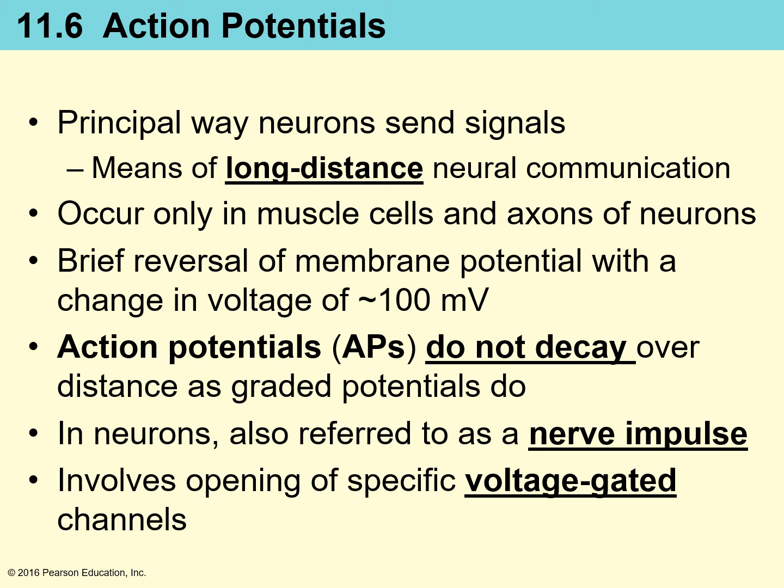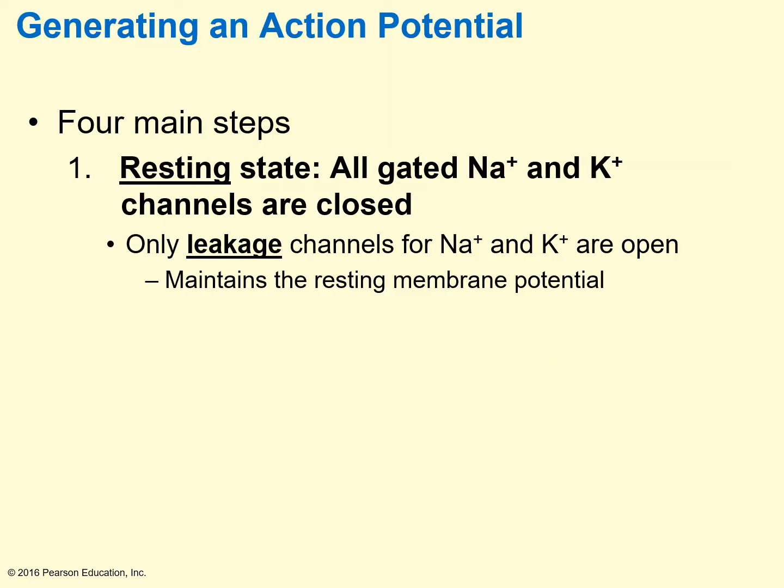Now, why does it go a long distance? Why does it last longer? A graded potential involves opening the chemical gate, ion gates. For an action potential, it's due to the opening of voltage gates. And so to generate an action potential, first you have to have a graded potential, and then that stimulates an action potential.